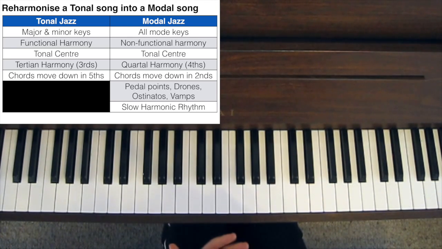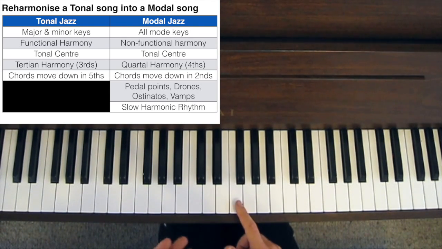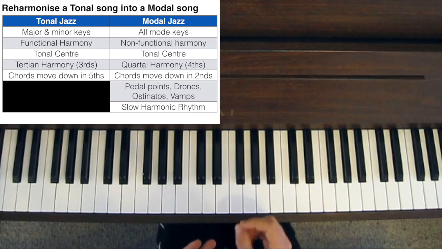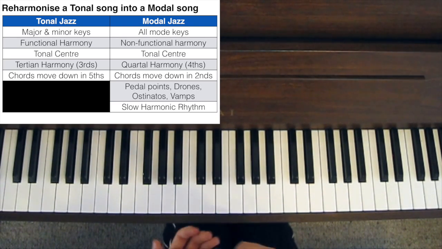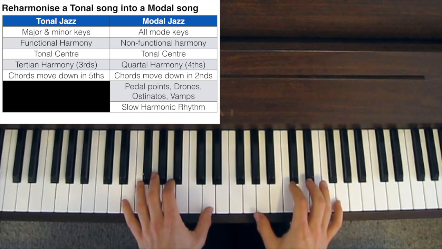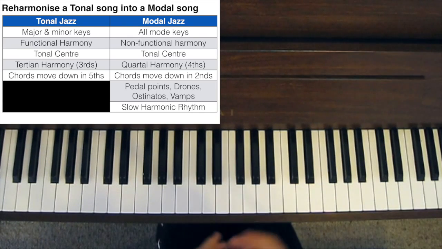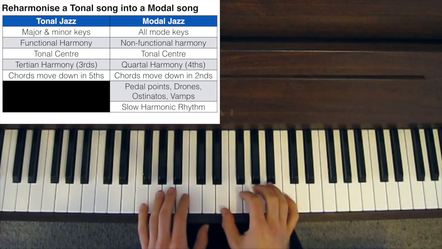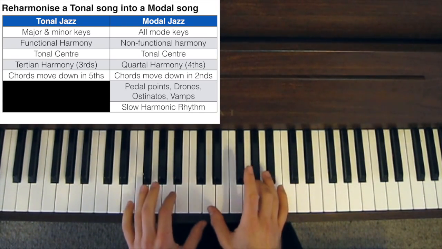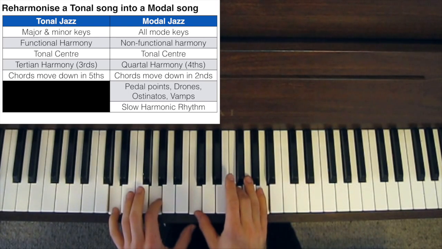And modality has the following features. It uses all the modes, so your song could be in D Dorian or E Phrygian or F Lydian and so on. It does not use functional harmony. It does have a tonal center. It generally uses quartal harmony, that is building chords up in fourths. And a typical modal chord progression moves down in steps. So for example, you could have the root note being on the F, then move down to the E, then down to the D, and down to the C.